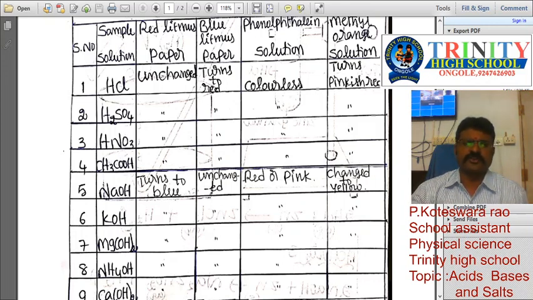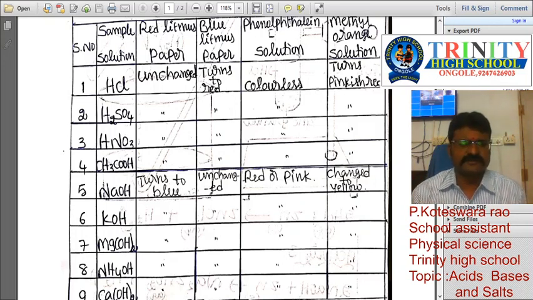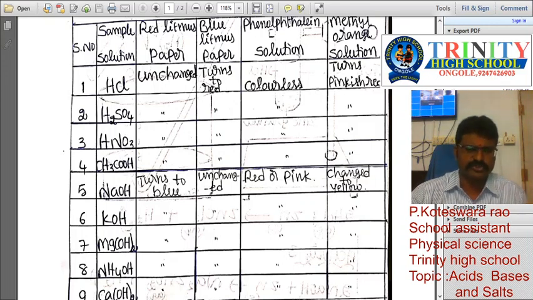Okay. After this one, we want to take NaOH. NaOH taken drop wise in each of those 4 watch glasses. And red litmus paper dipped in the first watch glass, observe the color. Blue litmus paper dipped into the second watch glass, observe the color. Phenolphthalein solution, and observe the color. And fourth one, methyl orange indicator, observe the color. So like this we can conduct all these samples which we already took. After that KOH, potassium hydroxide, and after that magnesium hydroxide, ammonium hydroxide, and calcium hydroxide.